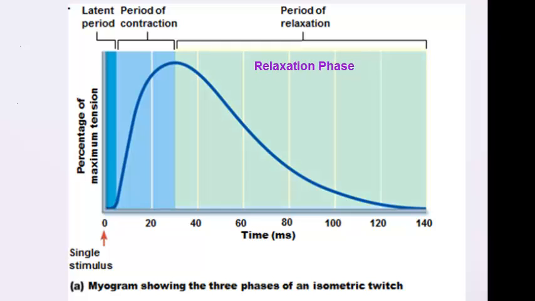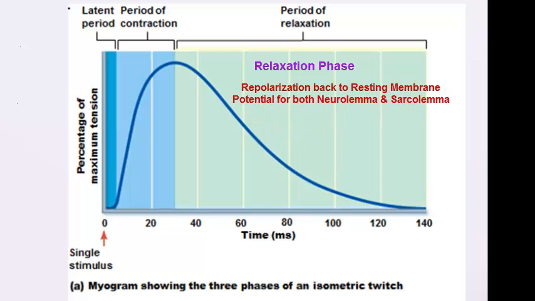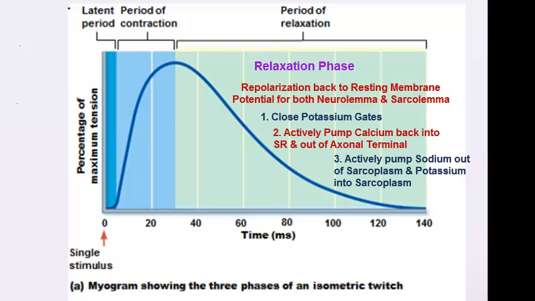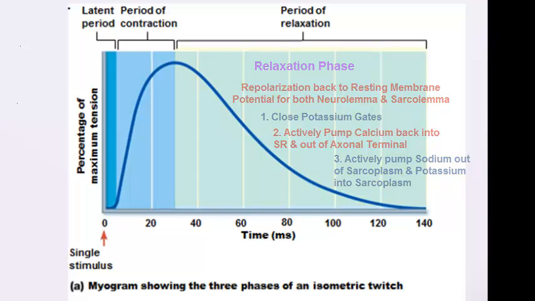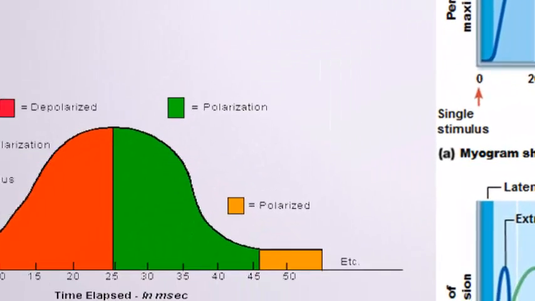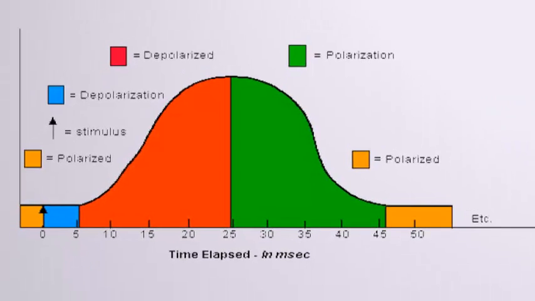Now, the relaxation phase is the time in which we take the muscle cell, and in reality the nerve cell as well, back to its original state. Now that means that we've got all that active pumping of sodium and calcium back to their original millimolar concentrations on a given size of the cell. You can also see from this diagram the events of polarization, depolarization, and repolarization played out.